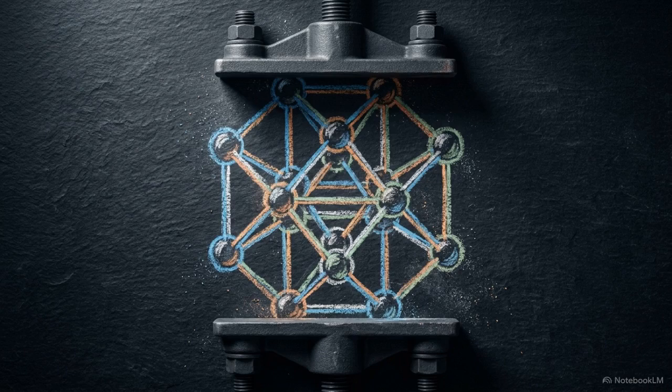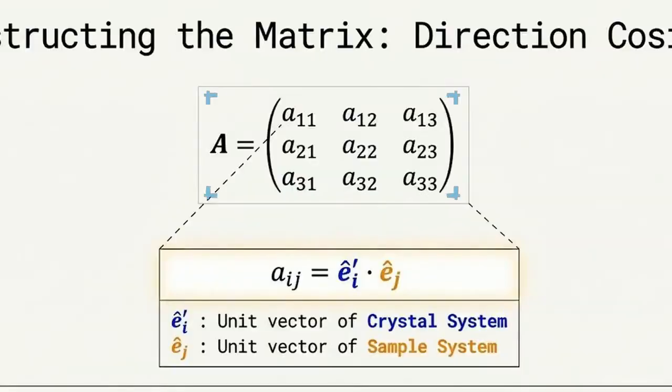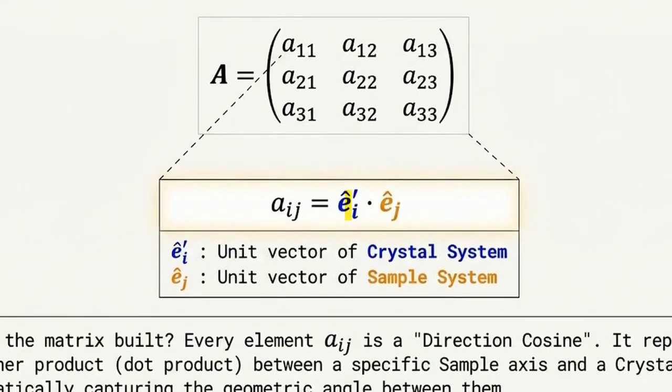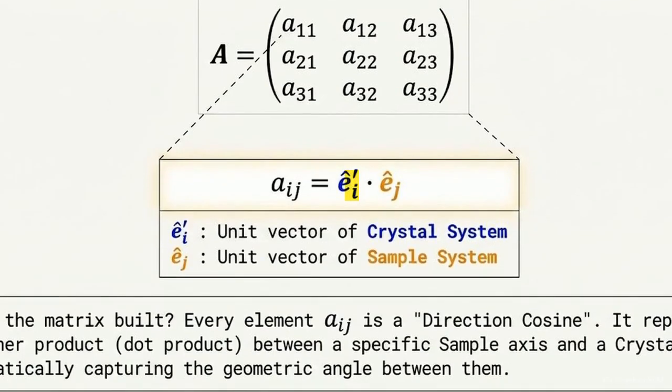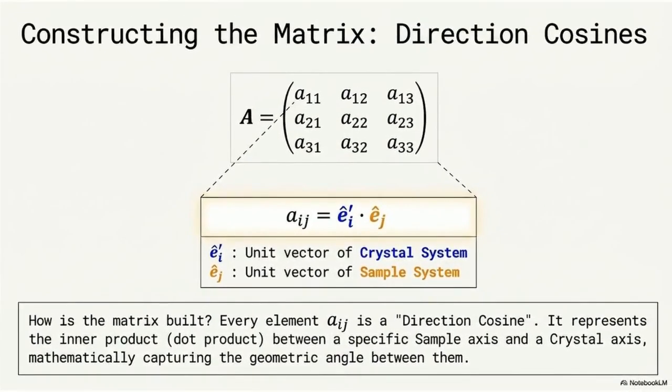The engine that drives this shifting perspective is a 3x3 grid called the rotation matrix, or direction cosine matrix. This diagram breaks down how the matrix is built. Each element inside is a direction cosine, calculated by taking the dot product between a specific sample axis and a crystal axis. This operation mathematically captures the exact geometric angle between them.